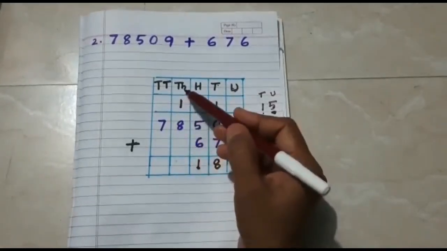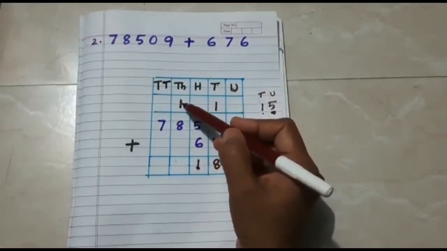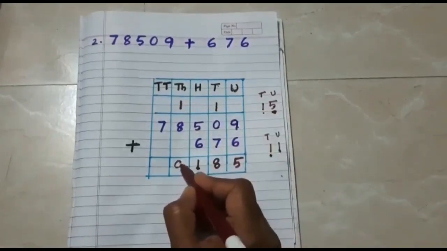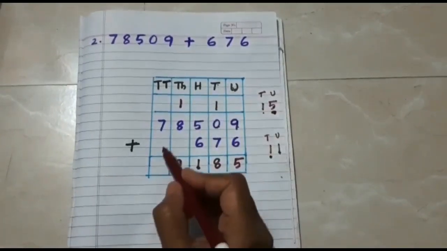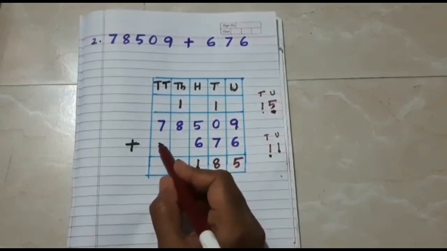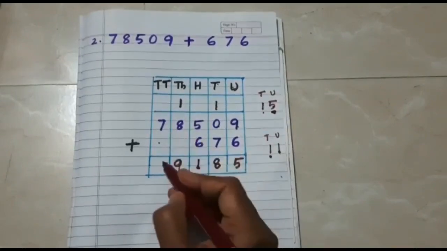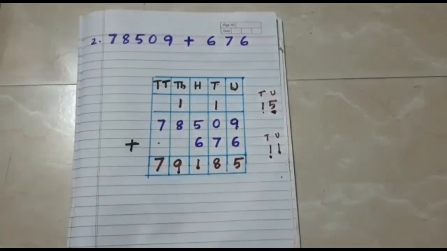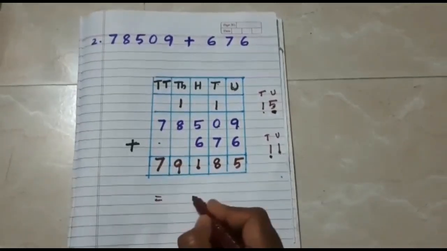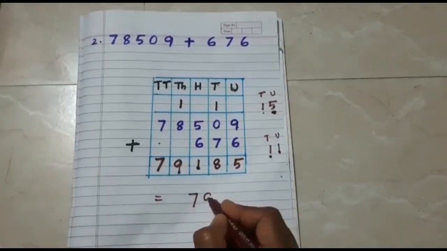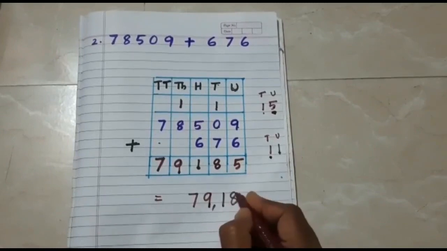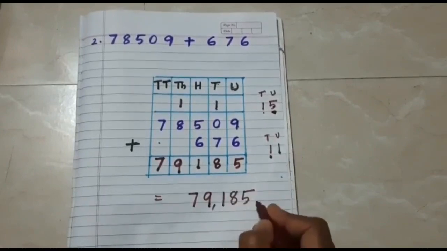Now we have come to the thousands place. Now 1 plus 8 is 9, followed? And here we don't have any digits. So what I'm going to do, children, is bring this 7 directly to the final answer. So what is my final answer? It is 79,185.